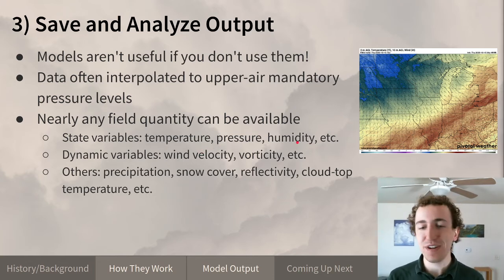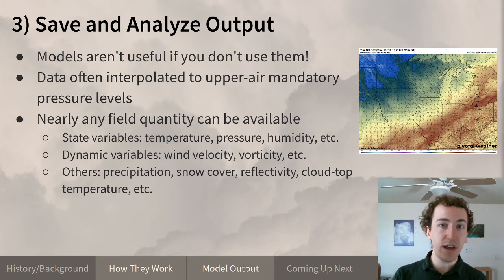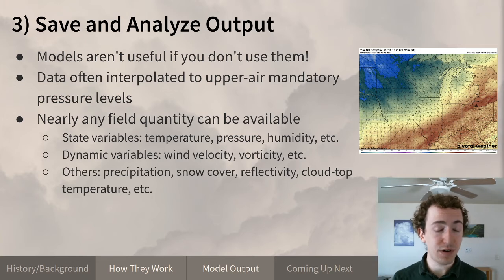Temperature, pressure, humidity, all of that. Dynamic variables, things like wind and things derived from wind like vorticity, but also other variables that we really care about in day-to-day weather. Things like precipitation and snow cover, reflectivity if we want, in our small scale, high resolution models, if we want a representation of what storms may look like, similar to, as we'll talk about in the next video, they look like on radar.